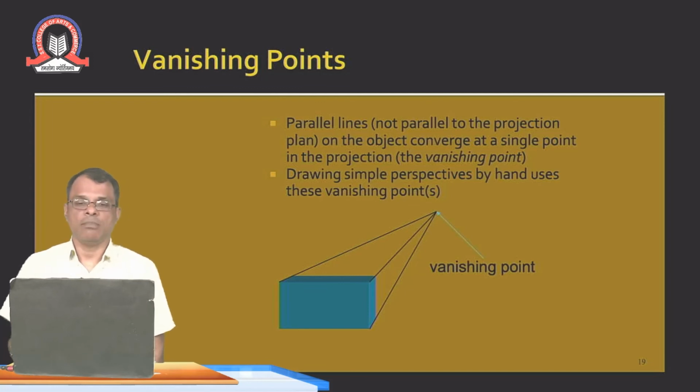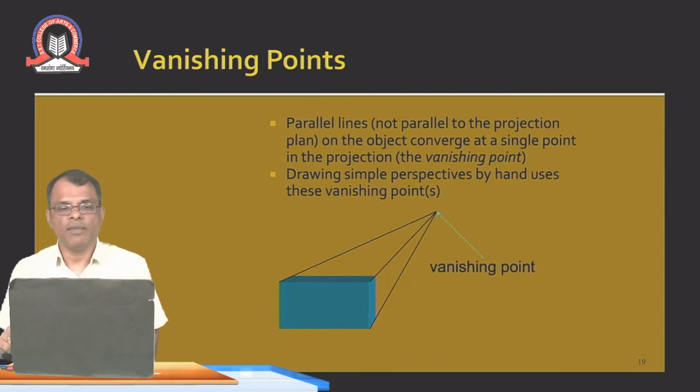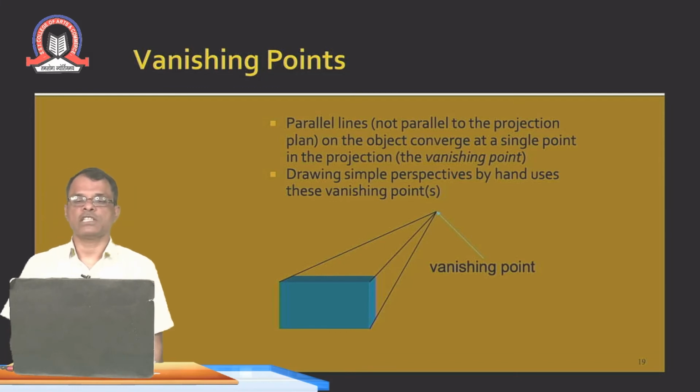These are lines that are not parallel to the projection plane. When we draw lines on an object that are not parallel to the projection plane, all these lines are going to converge at a single point. That point is called a vanishing point. To draw simple perspectives by hand, use this vanishing point. You can draw some simple perspectives with your hand. If you consider this and try to draw the objects, you can understand what is meant by a vanishing point.